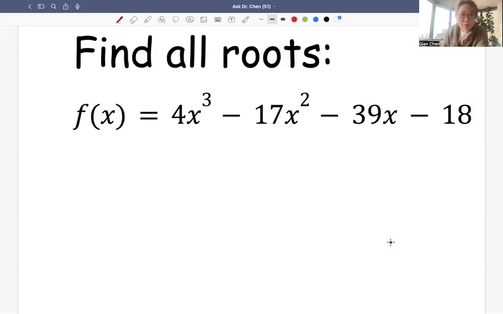Let's see this question. We want to find all roots of this polynomial function of degree 3. Because it's degree 3, at the most we can have 3 roots. So we may have 1, may have 2, may at the most have 3 roots. So we want to apply something called the rational root theorem.